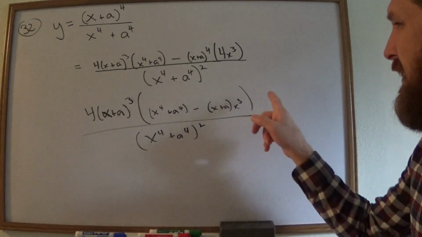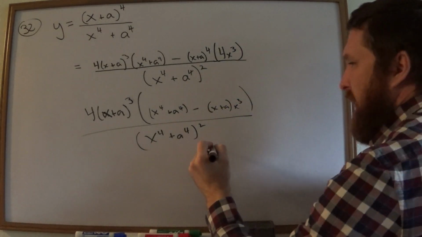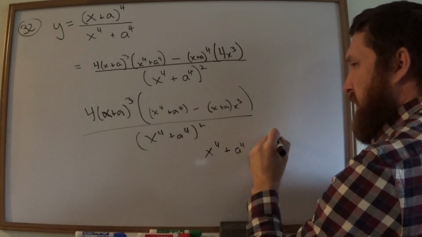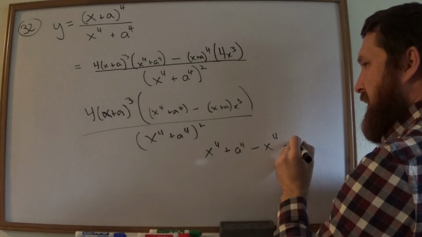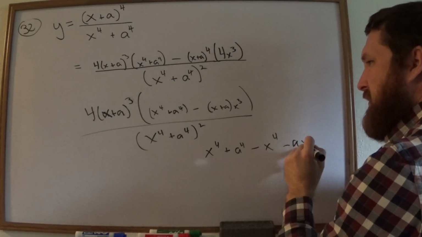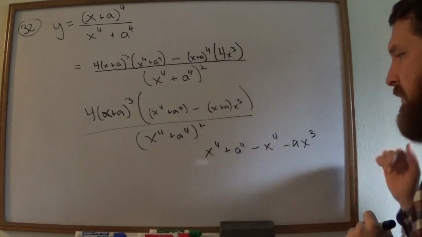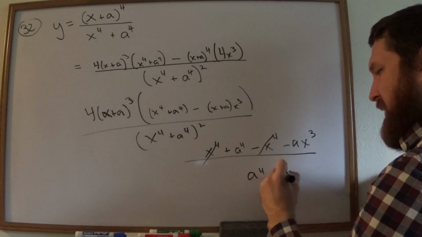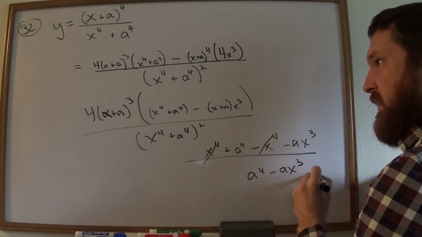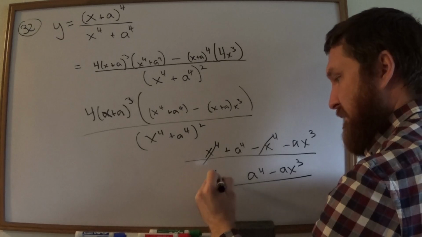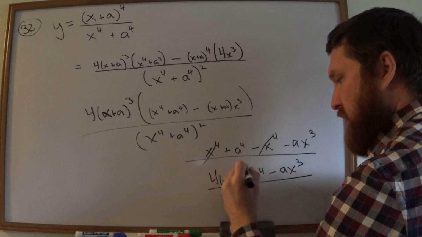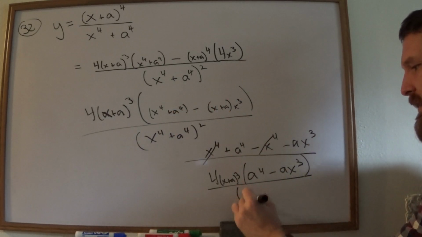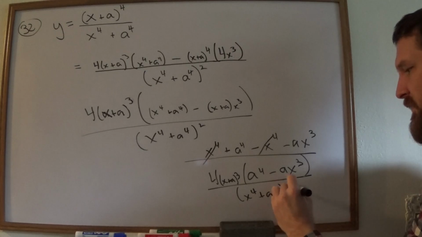And that looks like it's going to come down some. I mean, the x to the 4th will go away: x to the 4th plus a to the 4th minus x to the 4th minus a x to the 3rd. Those guys are gone, and now we have a to the 4th minus a x cubed with that other stuff right there, 4 times 2x plus a cubed. That's what's left over after we cleared all that out. And then x to the 4th plus a to the 4th squared.